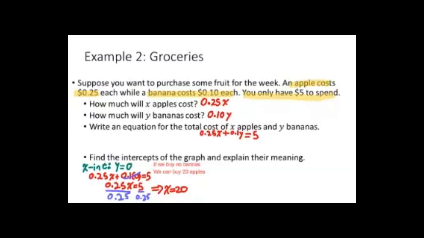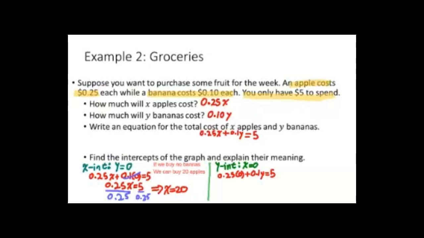So if we buy no bananas, we can buy 20 apples. Now let's find the y-intercept. Y-intercept is when we set x equal to 0. So replacing x with 0, we have 0.25 times 0 plus 0.1y equals 5.